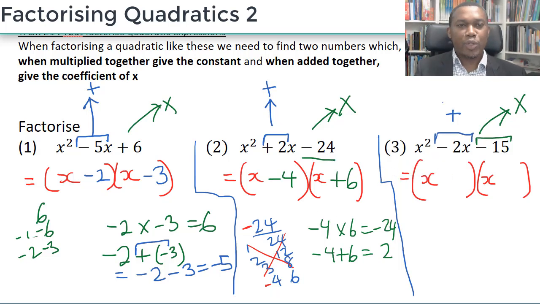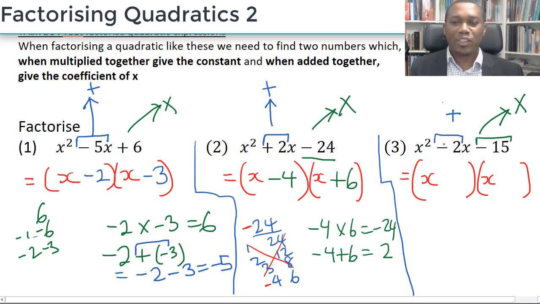We're thinking two numbers. When I multiply, I have to get negative 15. Then I need to add them to get the minus 2. And I should have fixed that. Remember, it's just the minus 2. The coefficient, the number in front of x, is what we're thinking about. Tidying up there is what I'm doing.